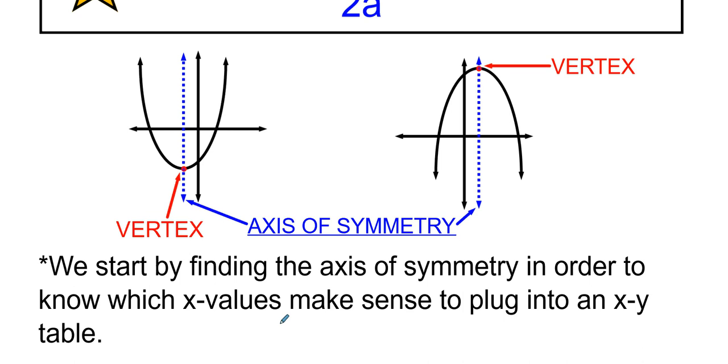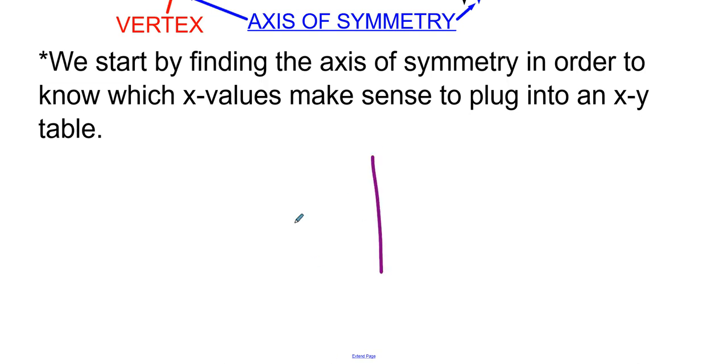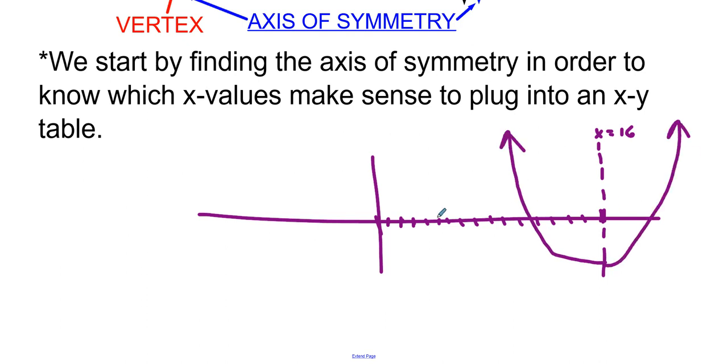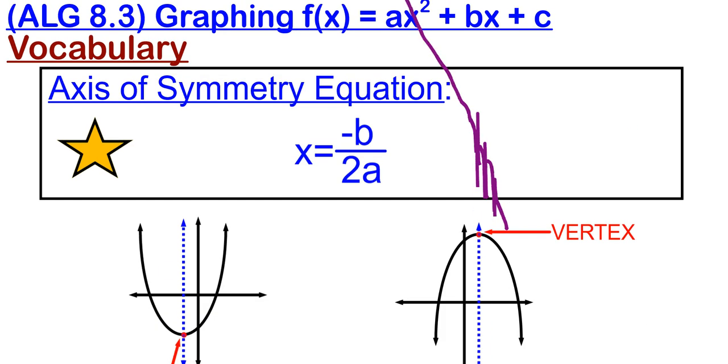What I mean by that is, let's say you were trying to graph a parabola and the axis of symmetry is way over here. So let's say, I don't know, 16. x equals 16 is your axis of symmetry equation. It wouldn't make sense to plug in 1, 2, 3, 0. It wouldn't make sense to plug in those numbers because let's say your parabola is right here. Well, if this is your parabola and you go and plug in a 1, you're going to get out some huge number way up here.